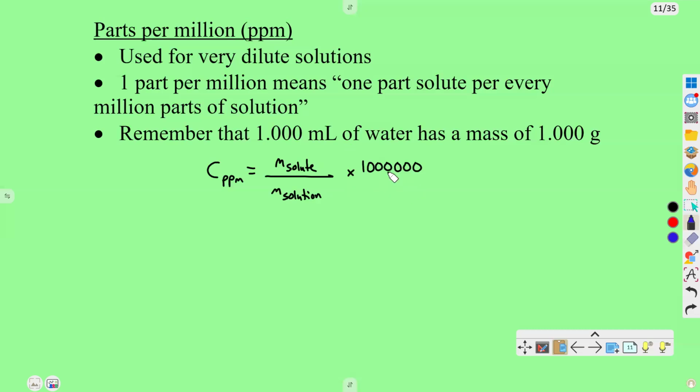Now we can also write 1 million, I'll just put it above here for us, as 1 times 10 to the power of 6. Just so you know, you may also come across something where they talk about parts per billion. If they're doing parts per billion, it would be times 1 billion, or 1 times 10 to the power of 9.